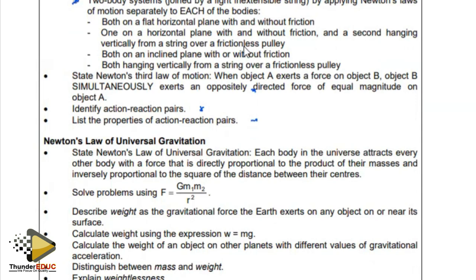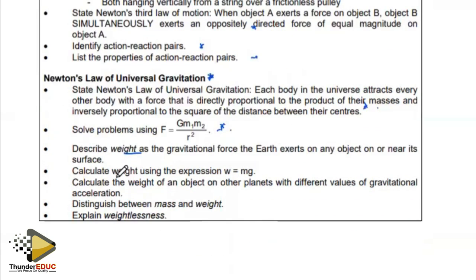Then we also need to know Newton's law of universal gravitation. They hardly ask this under structured, but under multiple choice, it's usually an issue. Okay. Know how to state the law itself and then the formula itself. Okay. Then describe weight as a gravitational force the Earth exerts on any other object. How do we calculate weight? It is the product of mass and the gravitational field strength. Calculate the weight of an object on other planets and all of that.